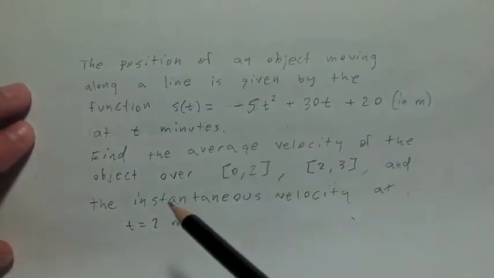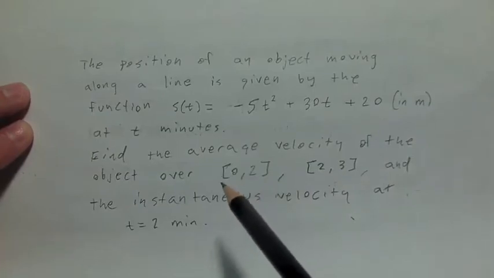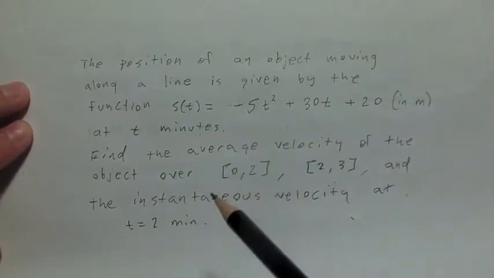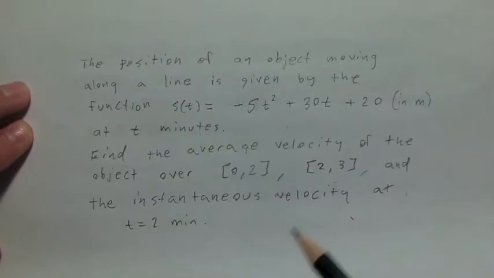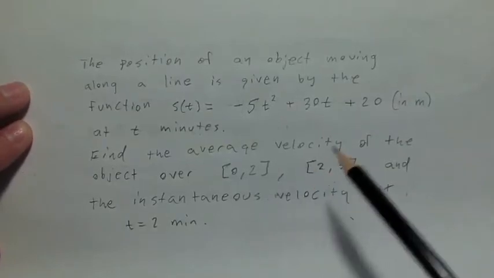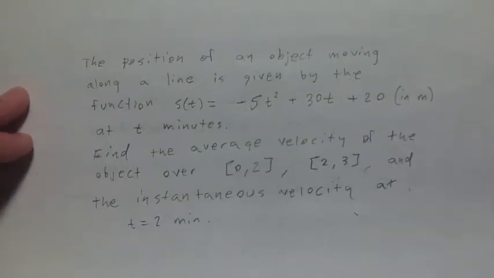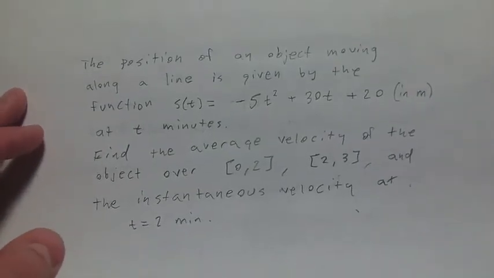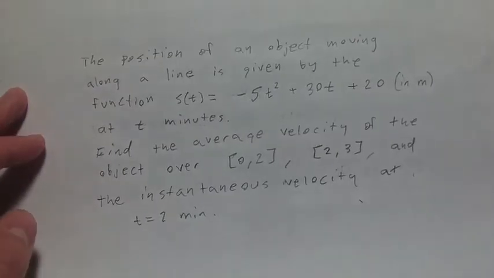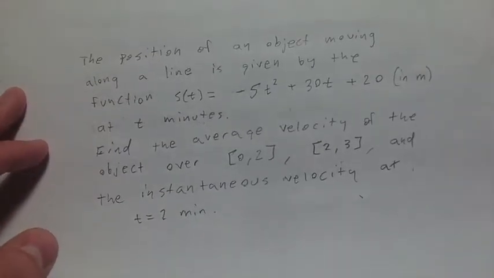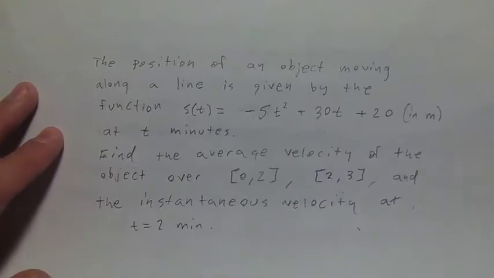So we want to find the average velocity of this object over the interval 0 to 2, so 0 minutes to 2 minutes, the first 2 minutes, and the average velocity from 2 to 3, so from minute 2 to minute 3, and then we'll find the instantaneous velocity at t equals 2 minutes. Same sort of problem we saw before, just different numbers, different function, all that. So let's start by finding the average velocity of that function on that first interval, from 0 to 2.